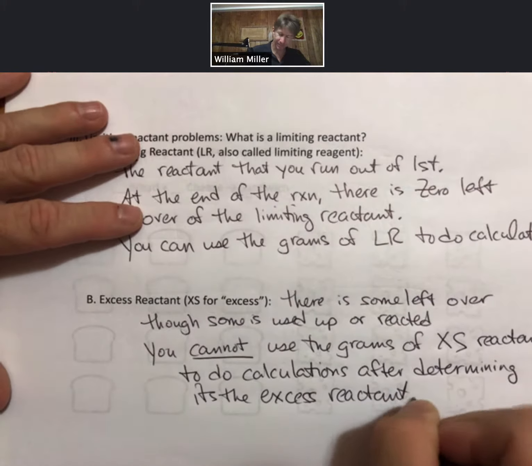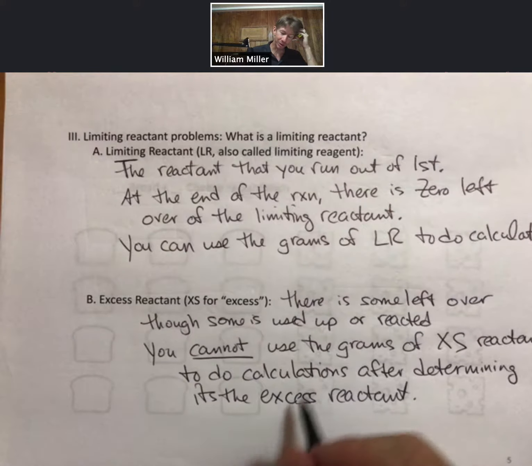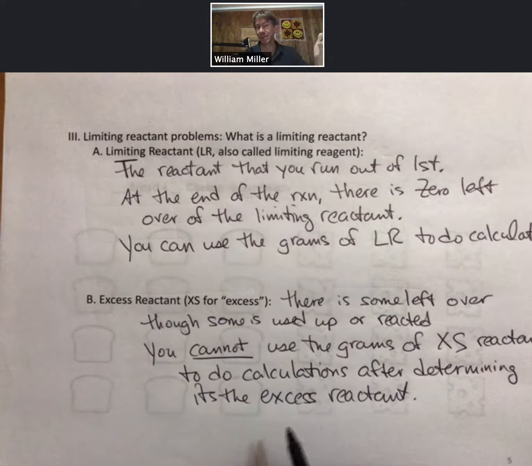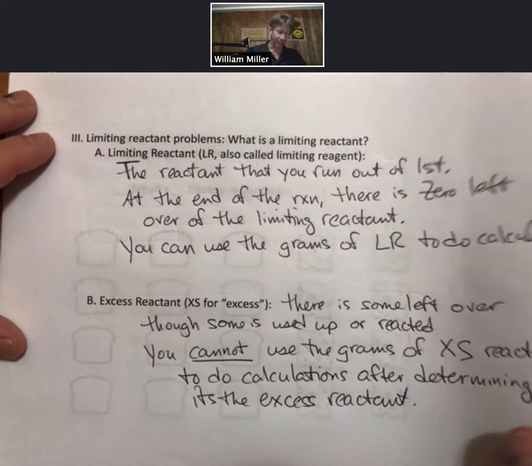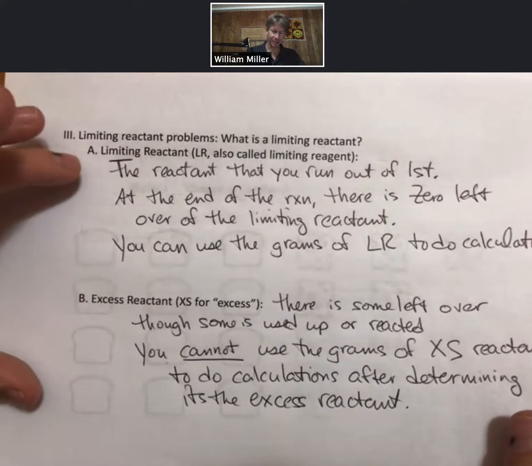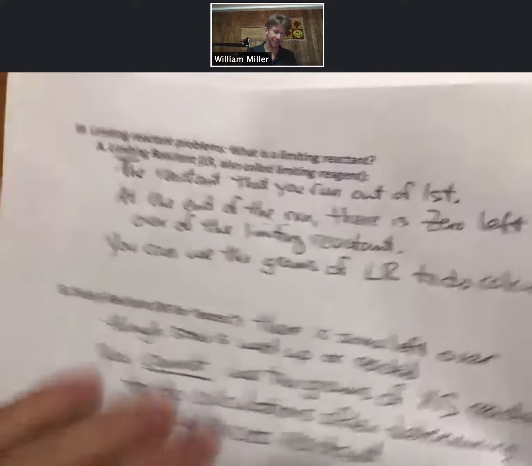And hopefully you'll see what I mean. We will do a calculation just to prove whether it's excess or limiting. And after that, we won't use that number in the type of calculations we're used to doing. Okay, so that's sort of a little bit of what is the limiting and what is the excess reactant.